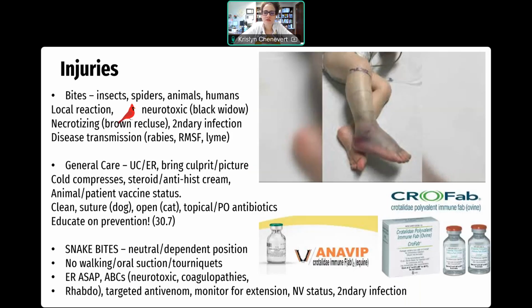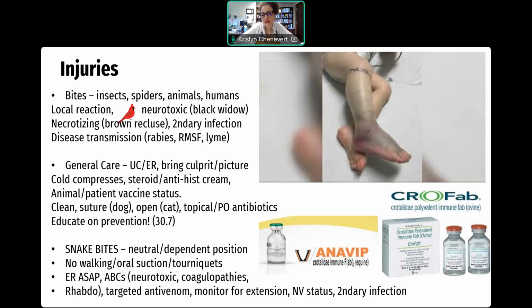Dog bites can be very, very catastrophic and very detrimental. I've seen a lot of really, really bad dog bites. And sometimes we even have some so severe we have to get plastic surgery involved and things like that. So, educating on prevention and just safety around animals is really, really paramount.